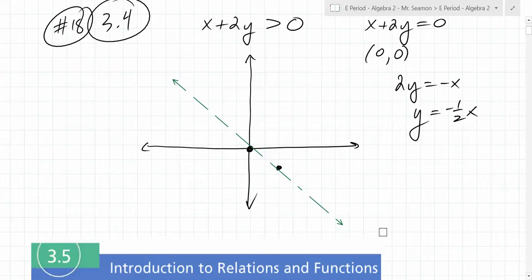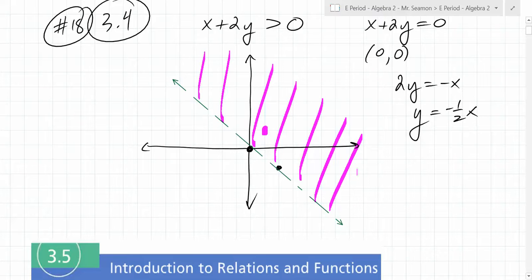There you go. And now you have to test. And you're testing a point. What point did we like to test the last class? Can we test 0, 0? Why not? It goes through it, right. So how about 1, 1? Is 1 plus 2 greater than 0? Yes, it is. So do we shade above or below? 1, 1 is right there and it works. Above. There it is. The point 1, 1 worked. So you shade the side that 1, 1 is on. 1, 1 is on the upper side.